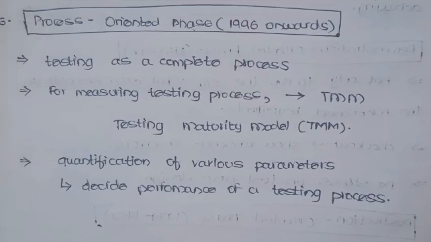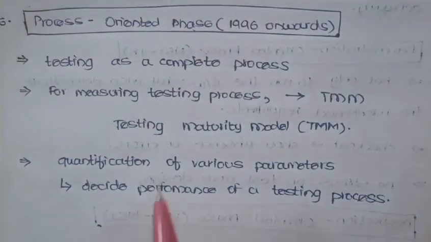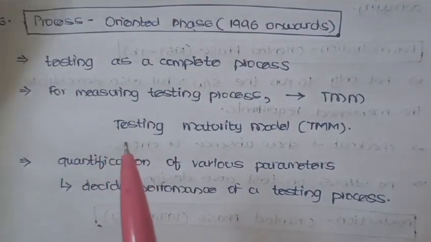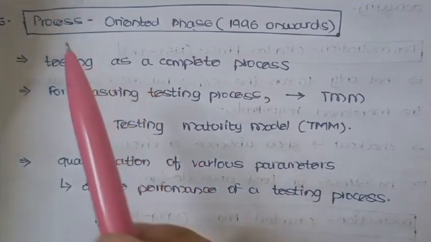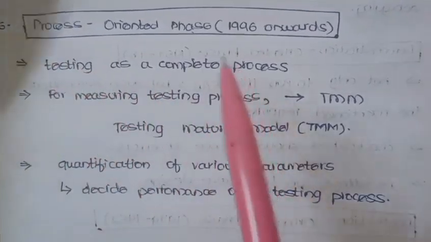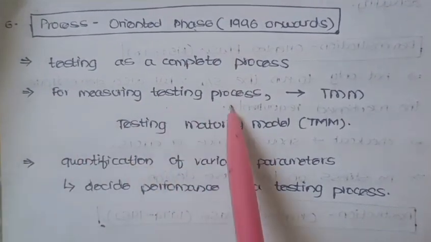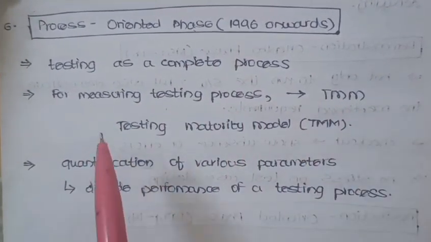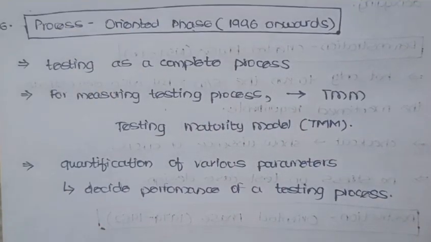software testing is called the process oriented phase, which is followed from 1996 onwards. Here, instead of considering testing as a single phase in the waterfall model or SDLC models, it is considered as a complete process which starts right from the requirements phase. For measuring the testing process, we use TMM, which is called the testing maturity model.